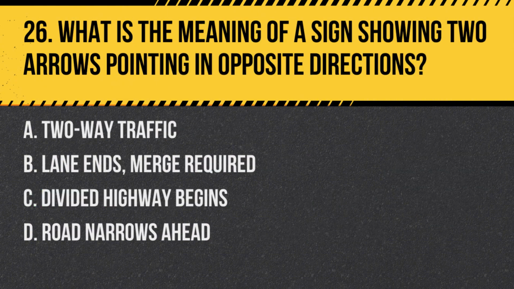Question 26. What is the meaning of a sign showing two arrows pointing in opposite directions? A. Two-way traffic. B. Lane ends, merge required. C. Divided highway begins. D. Road narrows ahead. Answer. A. Two-way traffic. This sign indicates that traffic flows in both directions on the road ahead.